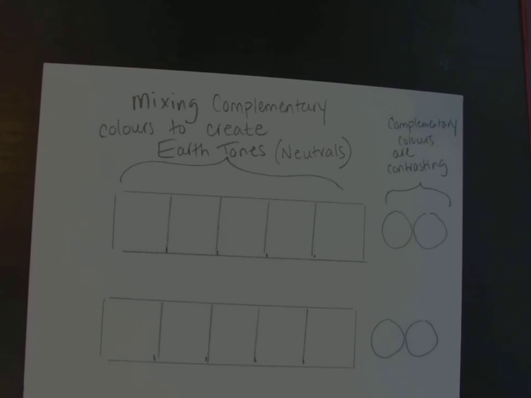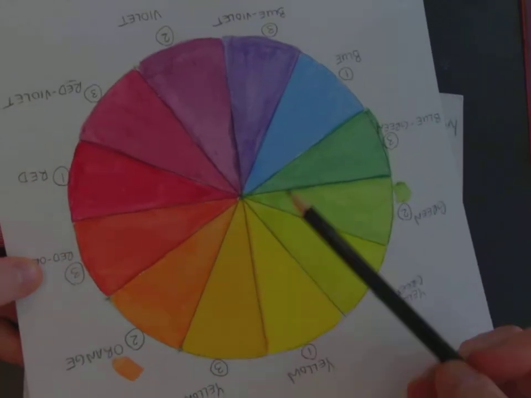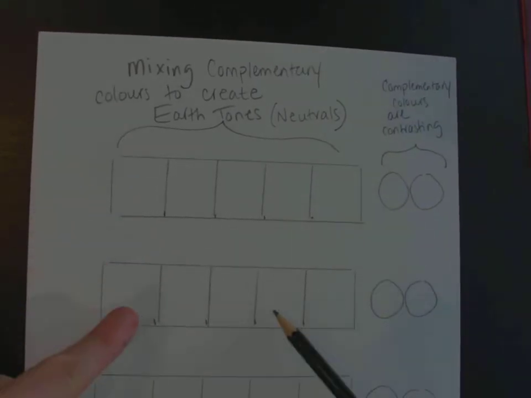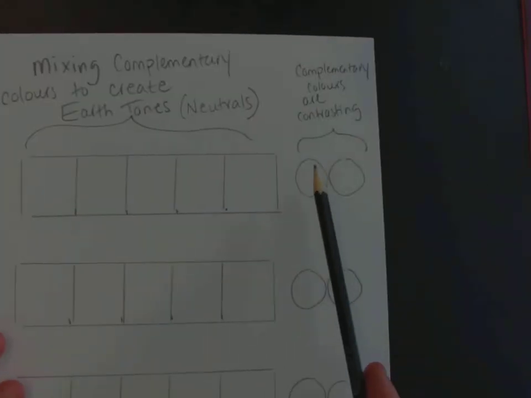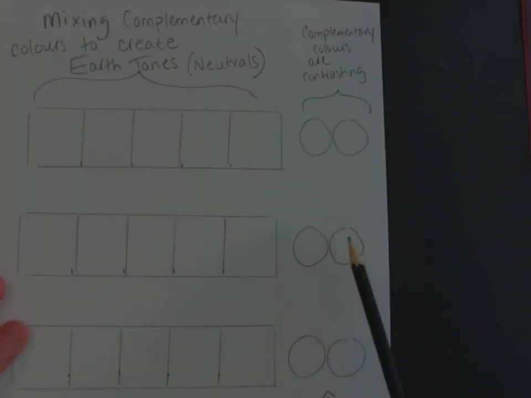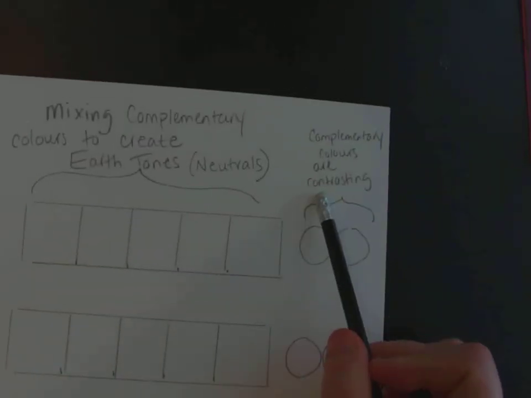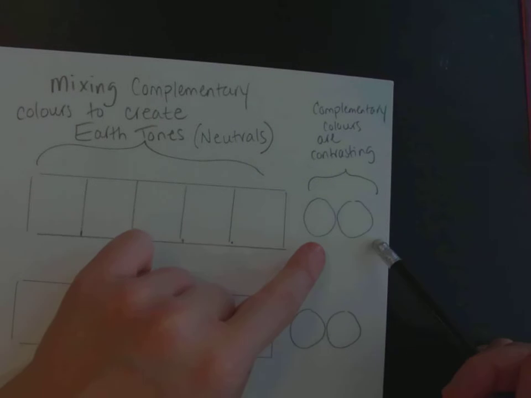In other words, opposite colors. Opposite on the color wheel. We're going to be mixing those opposite colors to create earth tones or neutrals. And then here we'll place them beside each other when they're fully saturated. And we'll see that they're very contrasty, meaning they make each other pop when they're near each other in full saturated form.